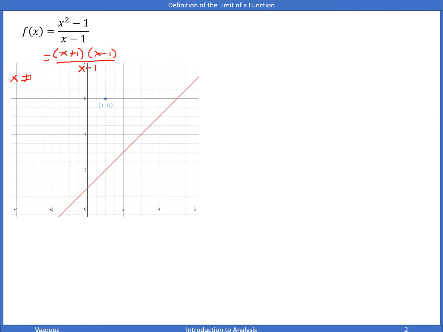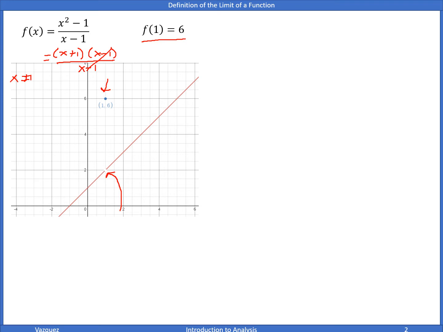So this is what the function looks like, right? Because if you cross those out, then we have x plus 1, the linear function, which we have in red. And the point I put here is because we're going to define that point, f of 1, as 6. Now remember, there is a missing point right there, right? Because x can't be 1, so there is no value for f of x when x is equal to 1. So we're just defining it as 6.